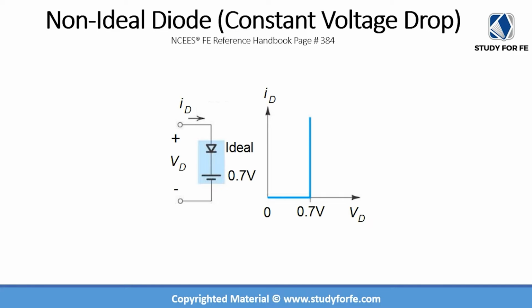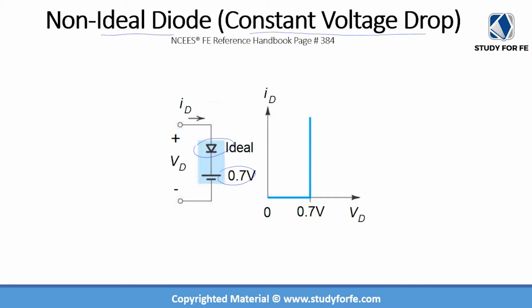We also have another model for non-ideal diodes, which is called the constant voltage drop model, and it is typically used as part of diode circuit analysis. In this case, we say we have an ideal diode, and this diode doesn't have 0 volts of voltage drop across the PN junction. It has 0.7 volts of voltage drop.